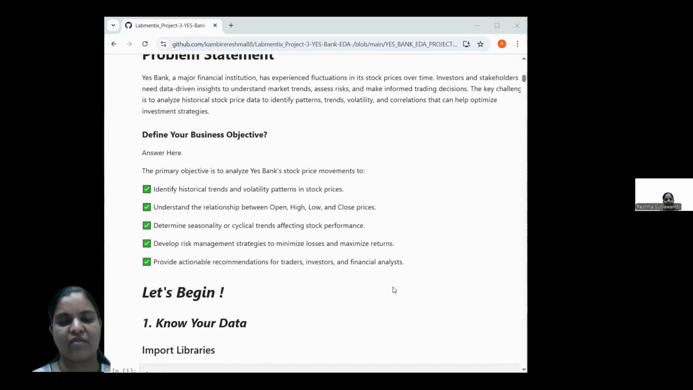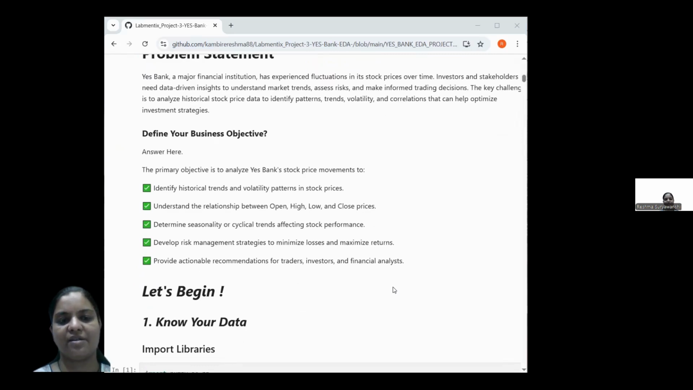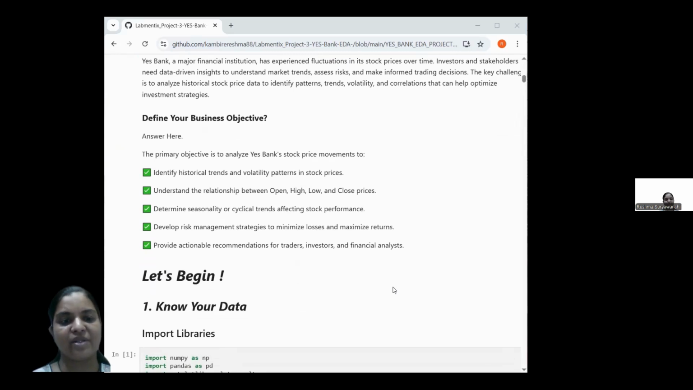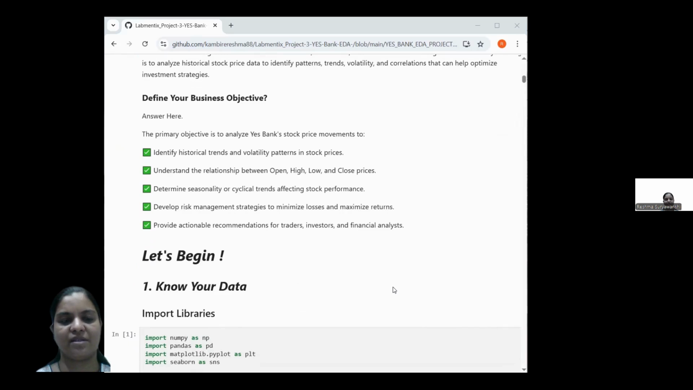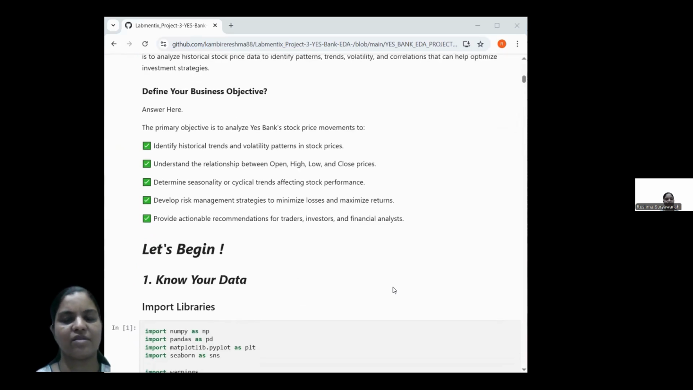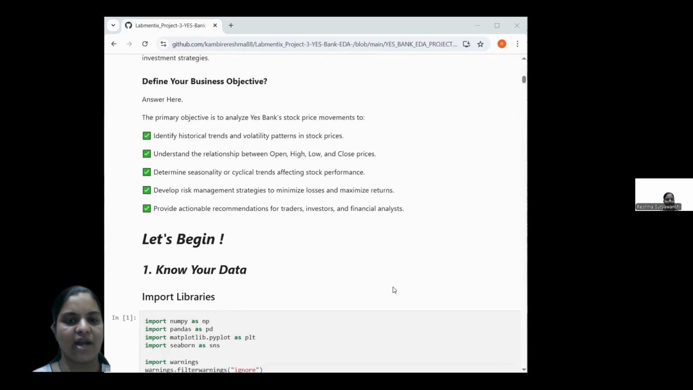Defining our business objectives, the primary objective is to analyze Yes Bank stock price movements, identify historical trends and volatility patterns in stock price, understand the relationship between open, high, low, and close price, determine seasonality or cyclical trends affecting stock performance, develop risk management strategies to minimize losses and maximize returns, and provide actionable recommendations for traders, investors, and financial analysts.